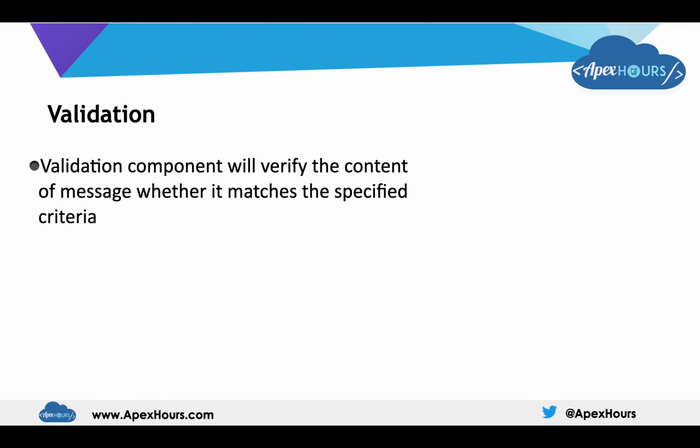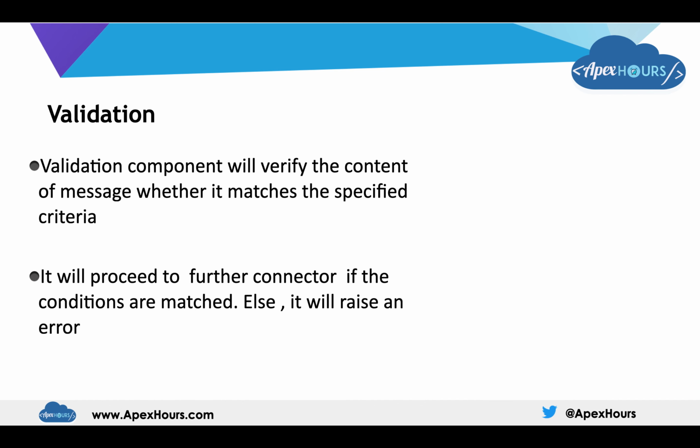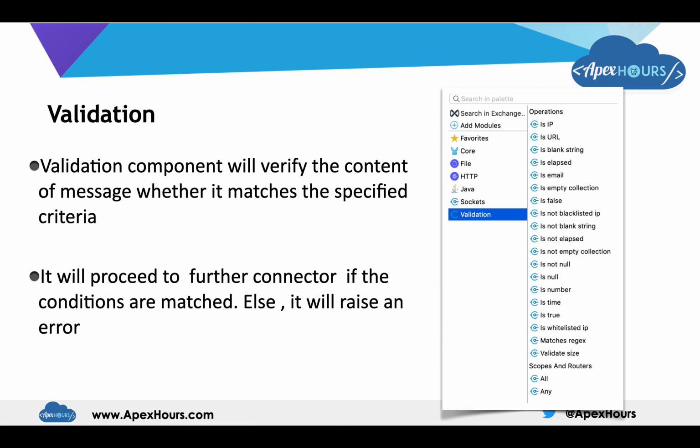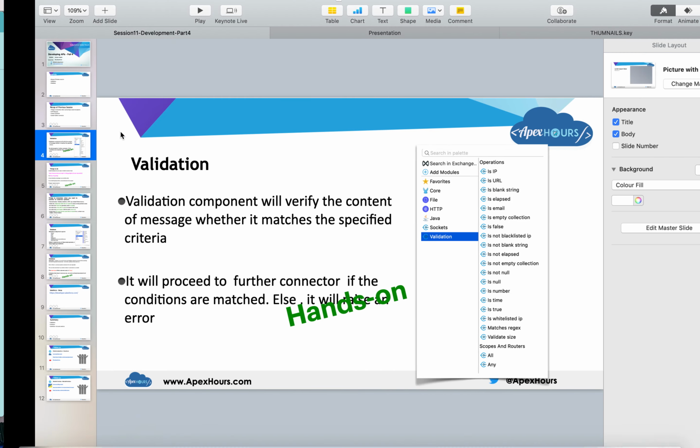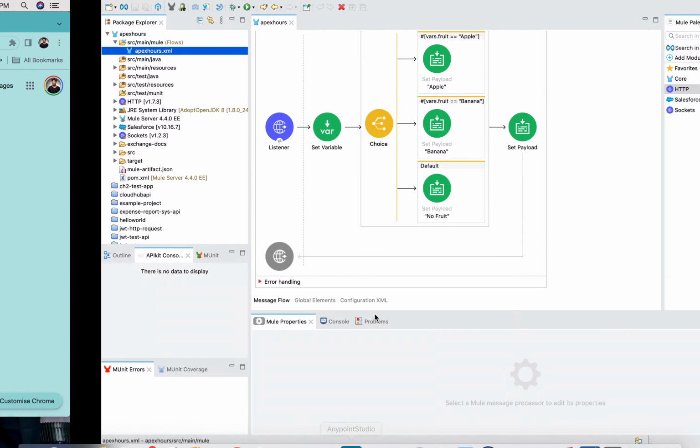The validation component will verify the content of the message, whether it matches the specified criteria or not. That is very simple. It will proceed to the next connector if the conditions are matched, else it will raise an error. And this is how the validation connector looks. This is the component and you can see multiple operations. For example, if you want to check whether it is a number or not, or a string or not, those kinds of things you can use. Pretty simple things. Okay, let's do hands-on because I don't want to waste more time on the validation component, but when it comes to the certification exam, this is really important.